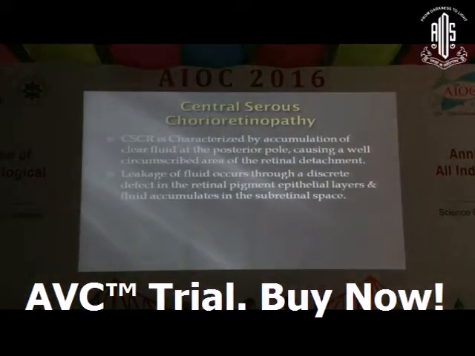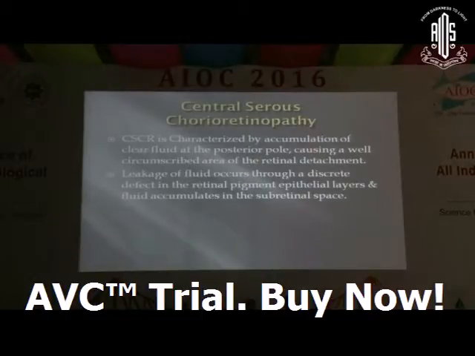Now, coming to a simple definition of central serous chorioretinopathy or central serous retinopathy or CSR, whatever you call it. CSR is characterized by accumulation of clear fluid at the posterior pole, causing a well-circumscribed area of retinal detachment. Leakage of fluid occurs through a discrete defect in the retinal pigment epithelial layer, and fluid accumulates in the subretinal space.